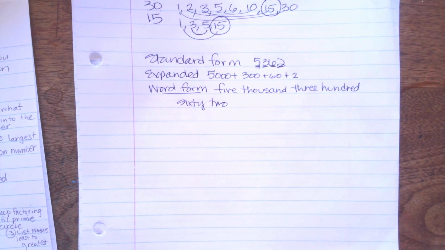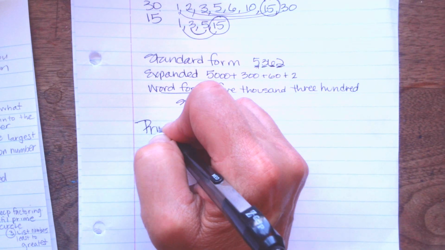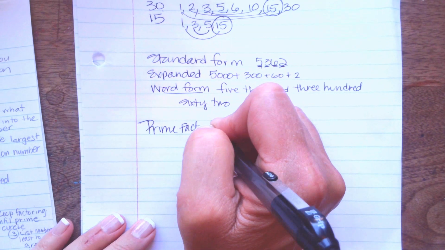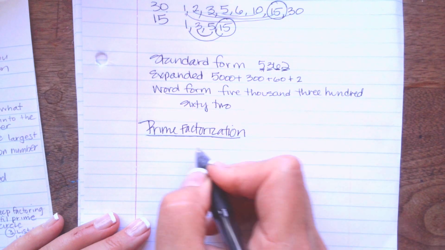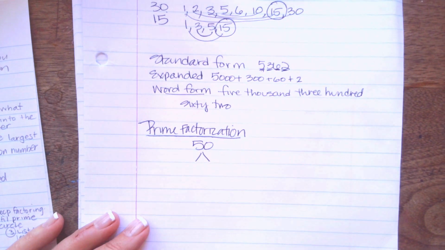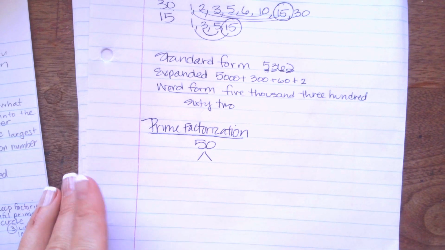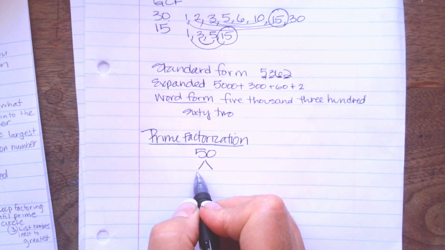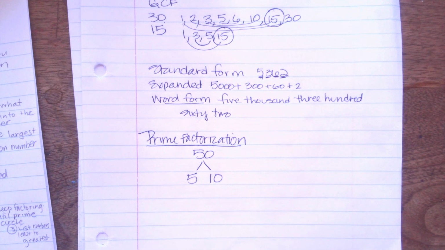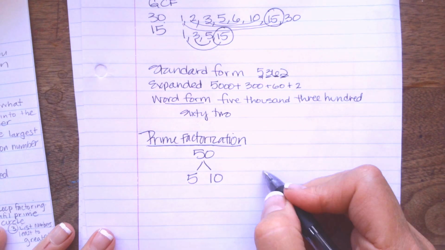Okay, any questions about that, Miss Kate? No. Okay. Prime factorization means that we take a number like 50 and we find two numbers that divide into it. So we can pick 2 and 25, 5 and 10. Doesn't matter what number you pick. So I'm going to pick 5 and 10. And I keep finding the factors until I get to a prime number.